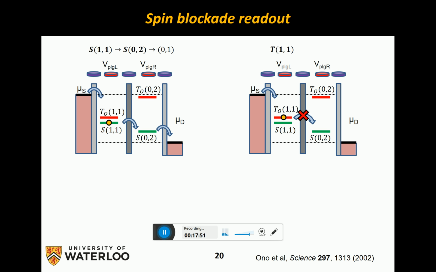So in this case, what we do is we tune our double dot into the 1-1 charge configuration, and we're going to pulse into the 0-2 charge configuration. So if you started in the singlet 1-1 and you pulse to the 0-2, this would be allowed because you're conserving the value of spin. However, if you start at the triplet 1-1 and want to go to the 0-2 charge configuration, the triplet 0-2 is usually at a much higher energy and it's inaccessible. So because you have to conserve spin, the electrons are forced to remain in the 1-1 configuration.